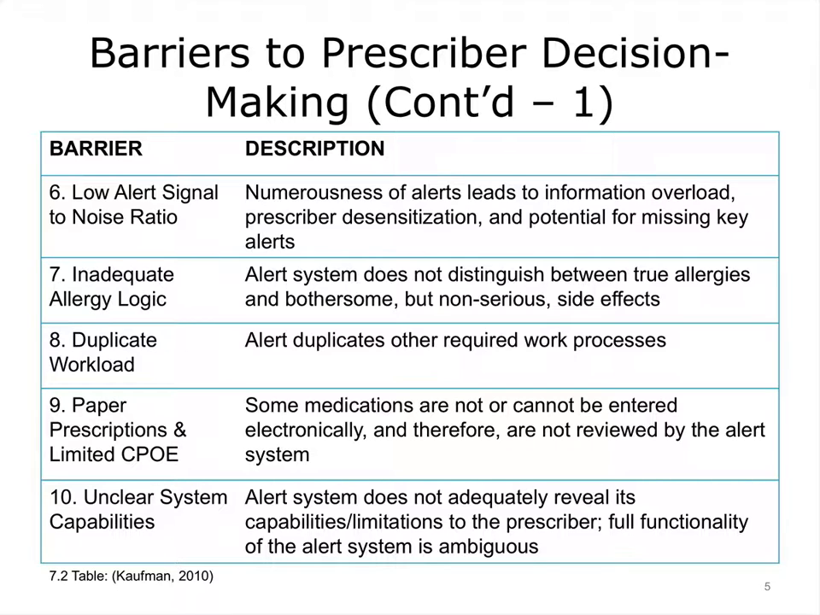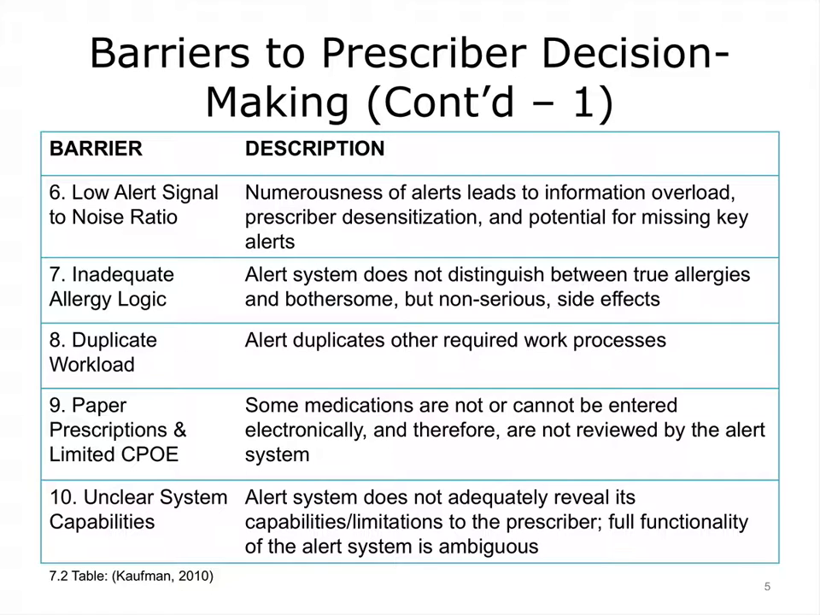One complaint about alerting systems is the failure to distinguish between serious problems and less harmful ones. For example, the difference between a genuine allergy and drug sensitivity is often clinically important in making medication choices. Allergies can be very serious, whereas sensitivities are not typically serious.